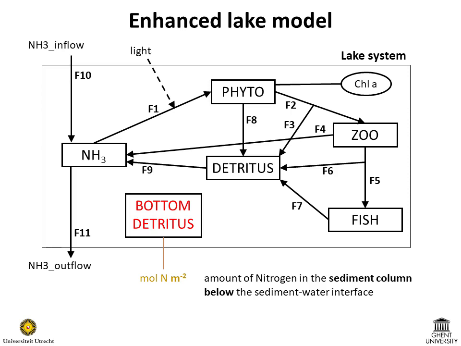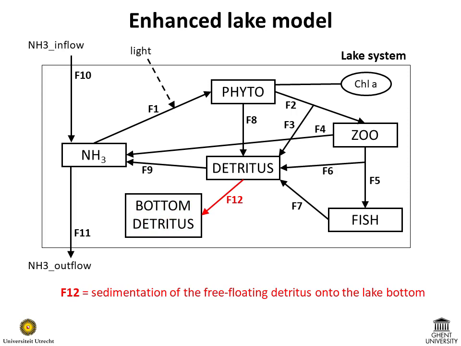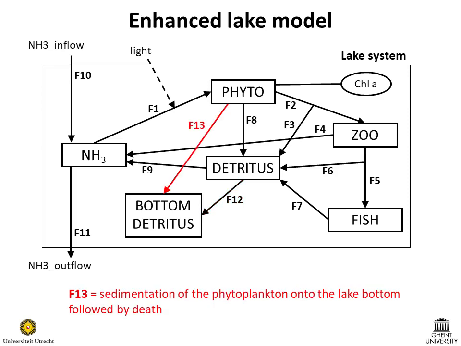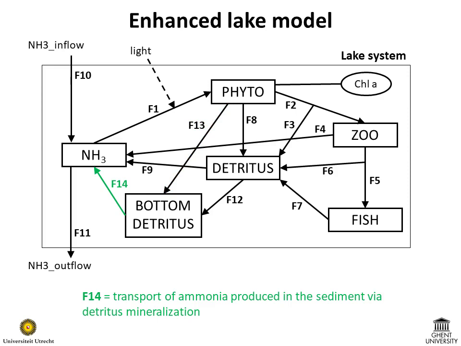We will consider that the bottom detritus interacts with the compartments in the water column via three processes. First, nitrogen in the bottom detritus increases due to sinking of the free-floating detritus, and we can describe the rate of this process with the flux F12. Second, nitrogen in the bottom detritus increases due to sinking and the subsequent death of the phytoplankton. We describe the rate of this process with the flux F13. Finally, nitrogen in the bottom detritus decreases due to detritus mineralization and the subsequent release of ammonia from the sediment into the water column. We describe the rate of this process with the flux F14.